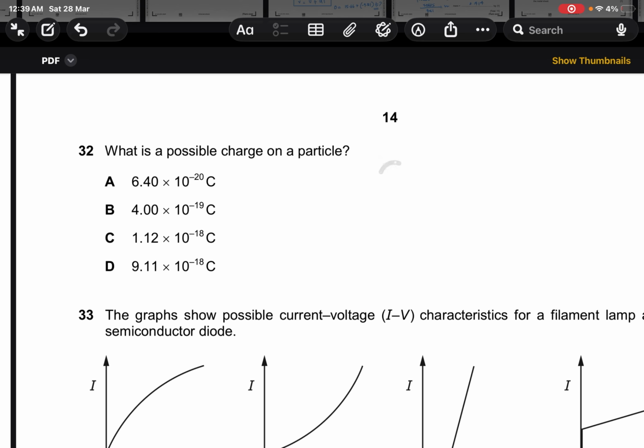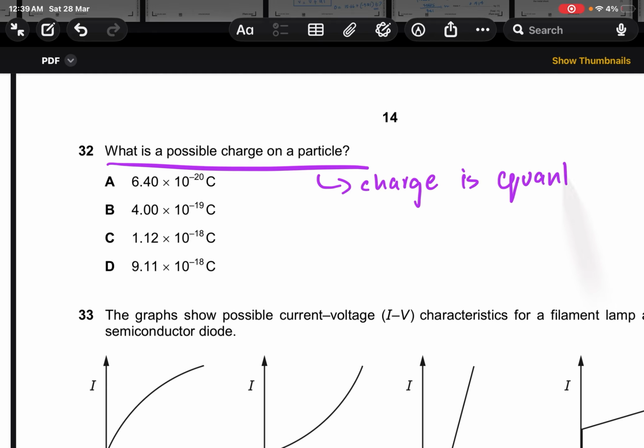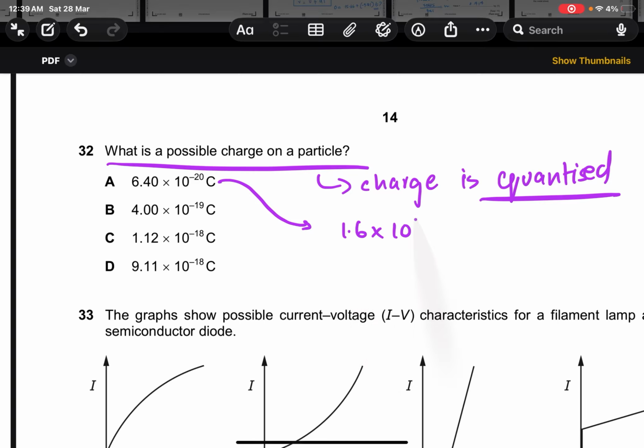What is the possible charge on a particle? For this, you always need to remember one thing, that charge is quantized. That means it has a fixed value. So divide all of these values by 1.6 times 10 raised to power negative 19 and check what you get. For the first value, 6.40, you should get a whole number for the charge, like 2 or something like that. So 6.40 times 10 raised to power negative 20 upon 1.6 times 10 raised to power negative 19.